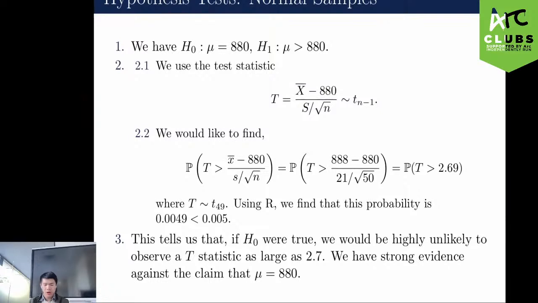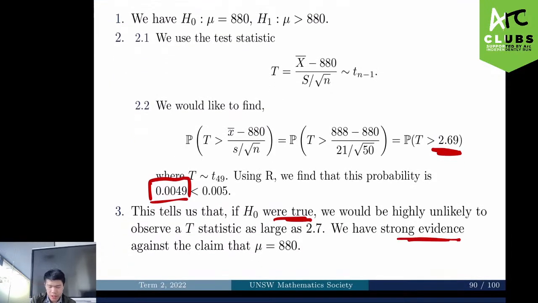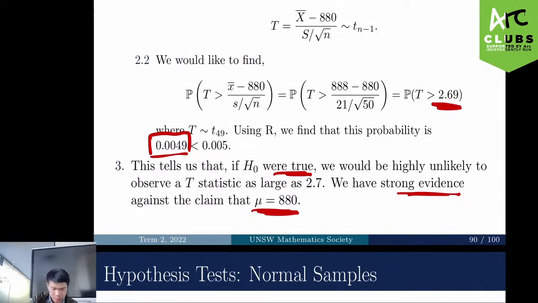Cool. And this tells us that if H0 were true, we'd be very, very unlikely to observe something as big as this, so as big as 2.69, right? The probability of that is so small, which means that there's strong evidence against the claim that mu equals 880, and we can reject with level of significance 5%.